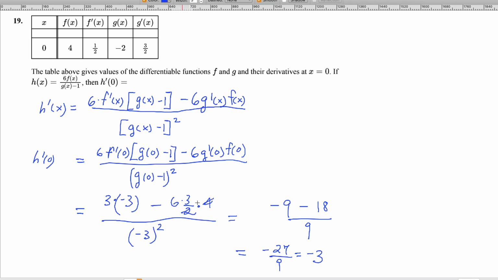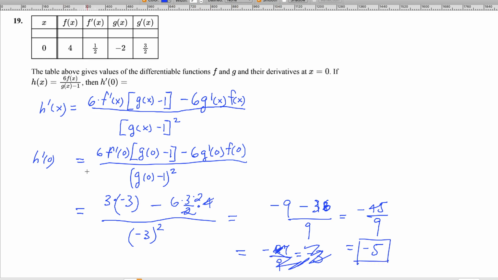Oh, you see, 6 times 6 is 36, so I messed up somewhere. Shouldn't this be 36? And then negative 9 minus 36 is negative 45, over 9 is going to be negative 5. And I believe that is the correct answer.